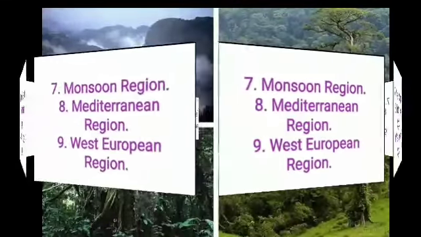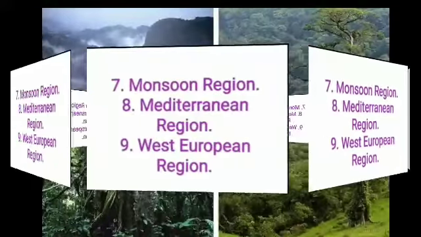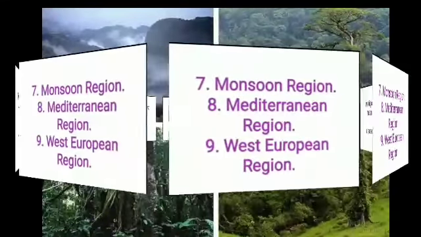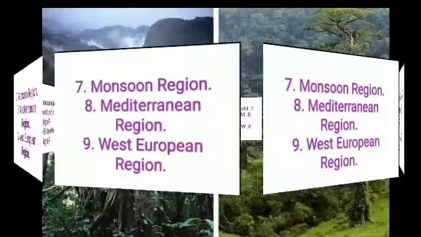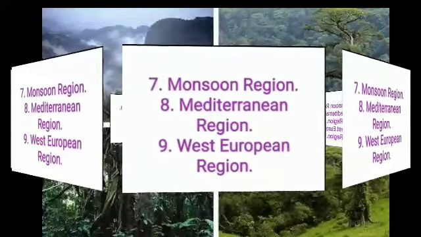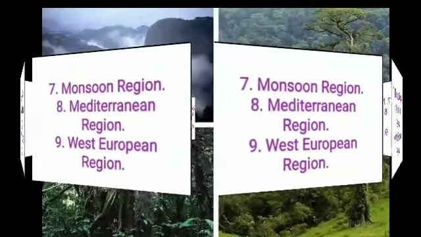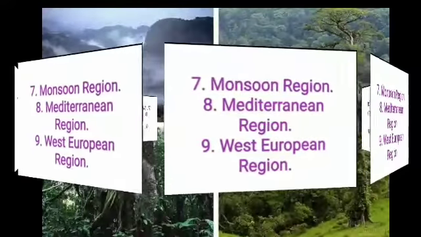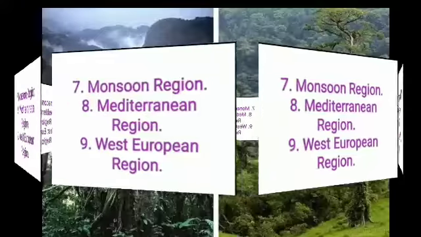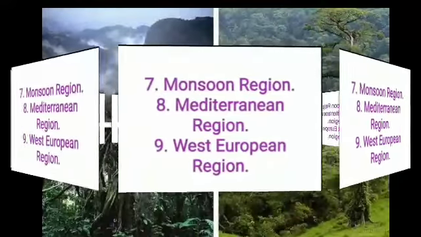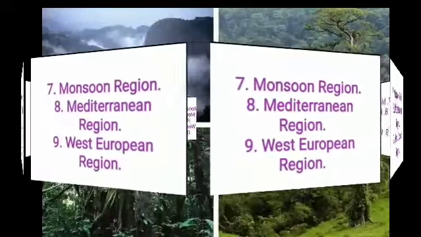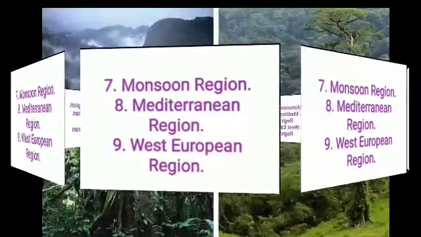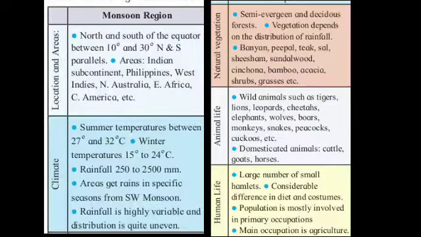And the third one, that is the Mediterranean region. It is known for its rainfall in winter. See students, why is the Mediterranean famously known? It is known for its rainfall in winter. So now let's see these regions one by one in detail. First we have the monsoon region.